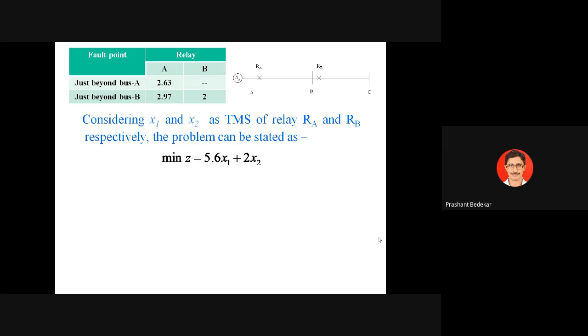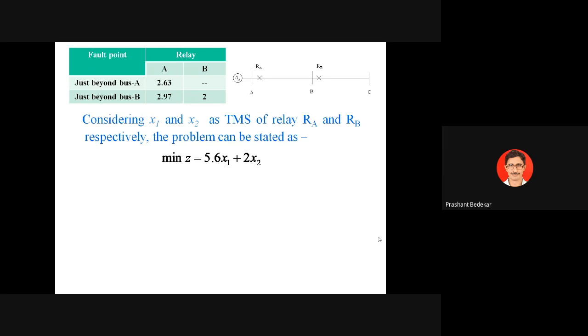A2 is 2 because relay B can see only the fault beyond B. For the other fault the entry is a dash. Dash means 0. 2 plus 0 is 2. So 2 into X2. This is to be minimized. So there are two design variables: one is the time multiplier setting of relay A and the other is the time multiplier setting of relay B. The objective function in these two design variables can be written as 5.6 X1 plus 2 X2. This is the objective function.